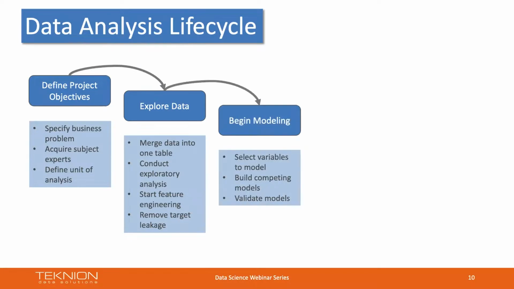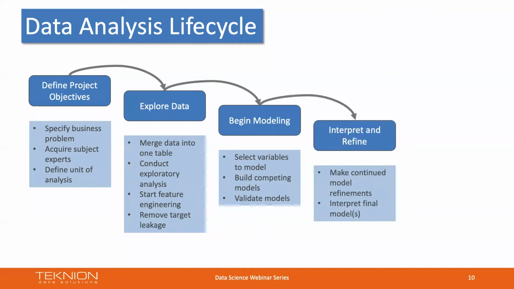So in doing this, we're gonna begin that modeling. We'll select our variables based on our data exploration. We'll build competing models, meaning that we don't generally just pick one, but we pick multiple to kind of compete against each other. And then we validate those models. And so we spend time making sure those models are good going forward. So now how you get a model is going to be the topic of the rest, but I wanted to show you the rest of the life cycle.